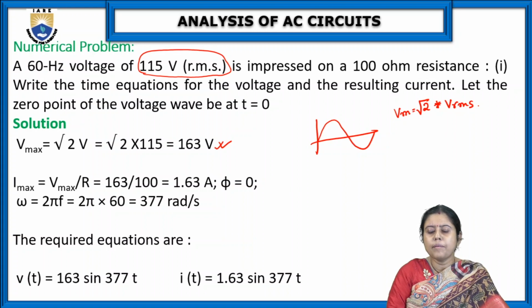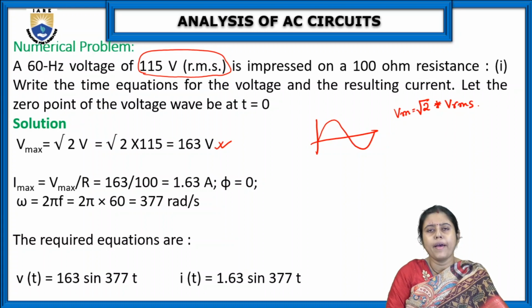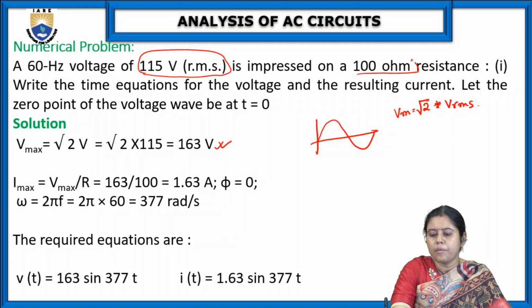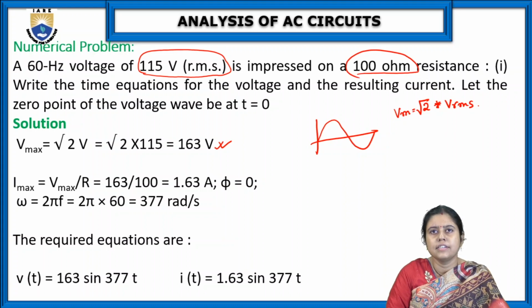Next, what is the value of Imax? As we are discussing a pure resistive circuit, Vmax by R is equal to Imax. Vmax we got as 163 volt, and according to the problem, the resistance is 100 ohm.